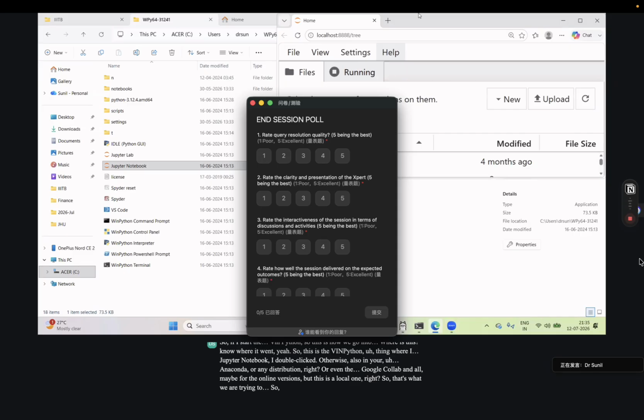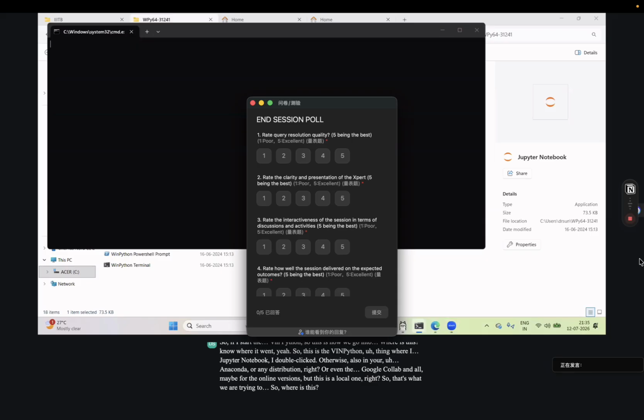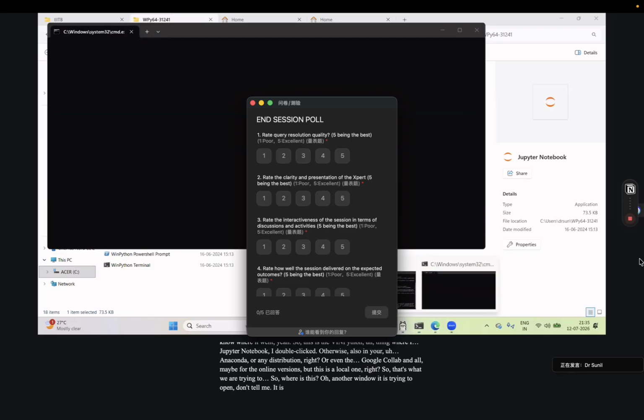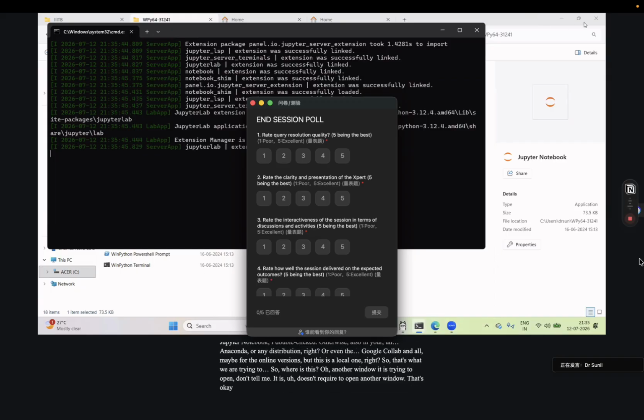So where is this? Oh, another window it is trying to open. Don't tell me. It doesn't require opening another window. That's okay.